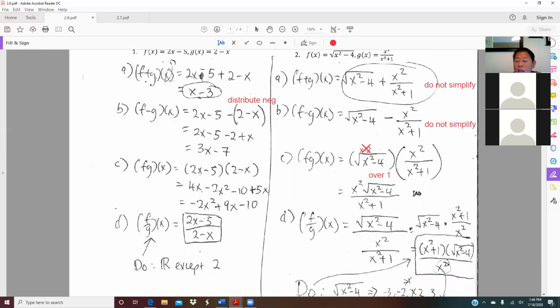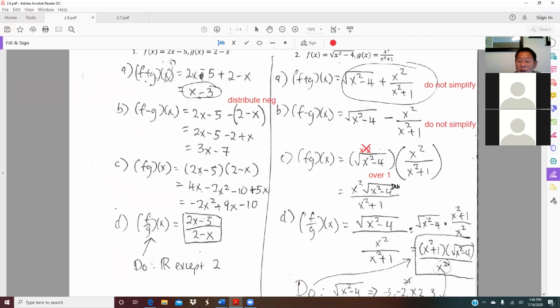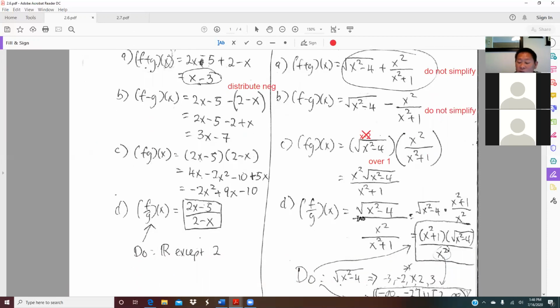You cannot reduce it. And lastly, when you divide, this is a bit more tough. You take the f of x and divide by the g of x, the square root divided by the fraction. As you guys remember, when you divide something, you can change it to multiply, but you have to flip it. So I change division to multiply, and then I take the x squared over x squared plus 1, flip it, and then I just multiply these two together, and it becomes x squared plus 1 times the square root of x squared minus 4, over x squared.